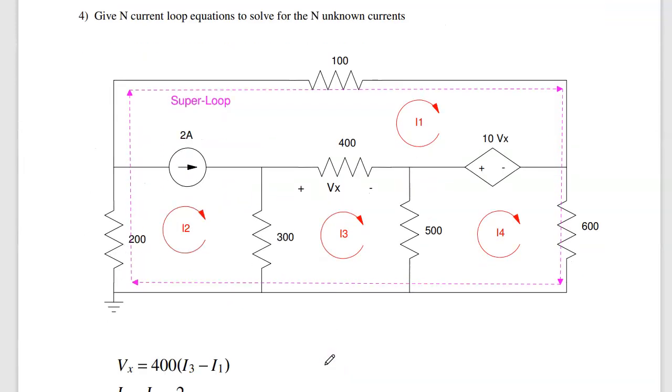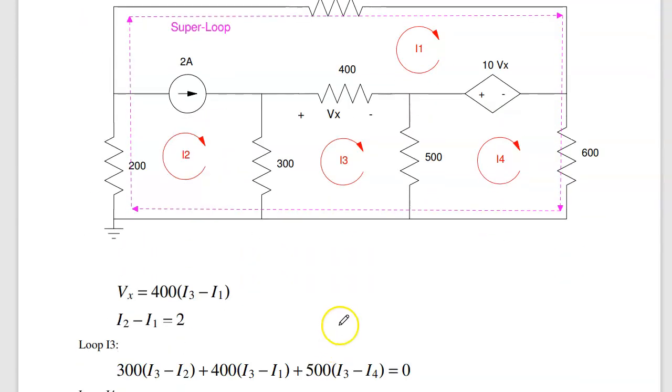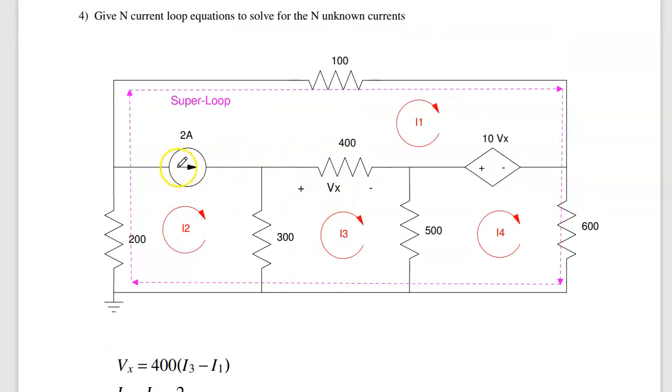Next problem, current loops. Again, start with the easy ones. I know that I2 minus I1 is 2 amps. I know that Vx is I3 minus I1 times 400. And now I need 1, 2, 3, 4 plus 1. I need 5 equations, 5 unknowns. That's 2 of them. I need 3 more.